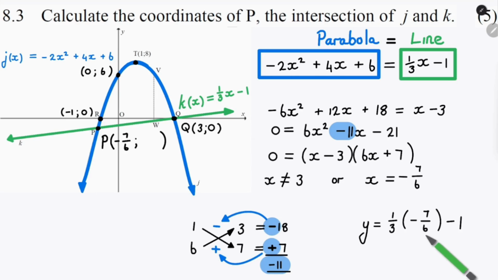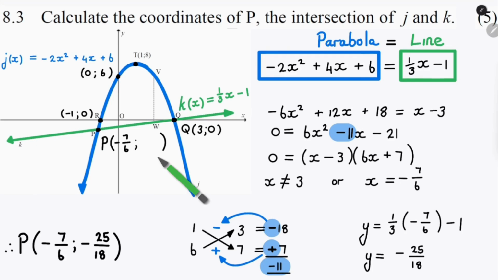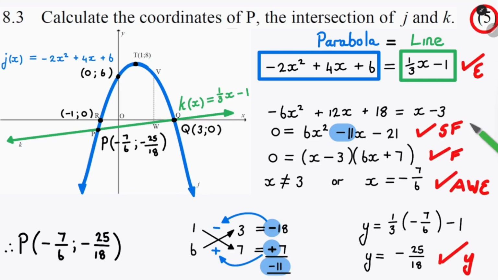We're going to chuck that in the calculator, and we get minus 25 over 18. And now we have the coordinates of P to be minus 7 over 6 and minus 25 over 18. And your 5 marks will be earned from equating the two graphs, standard form, factors, answers with the exclusion as well as the correct y value.